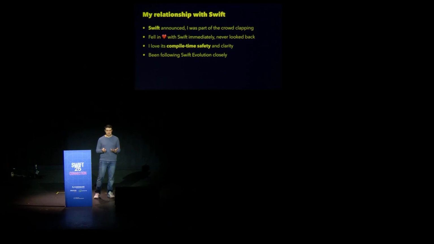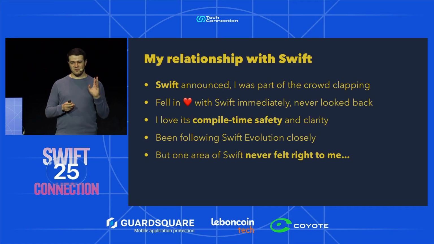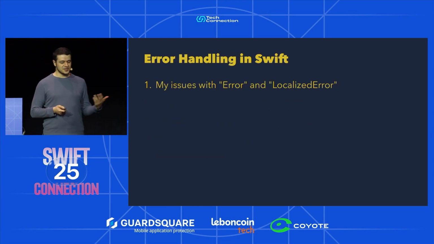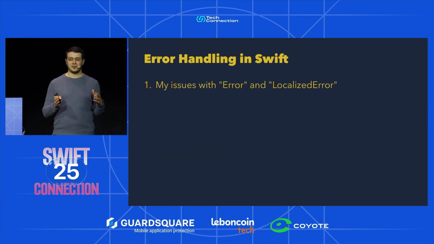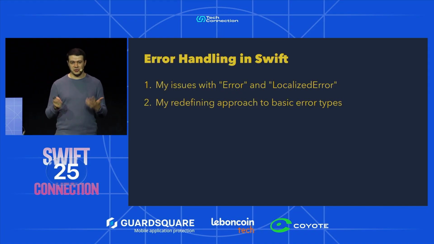And I've been also following the Swift evolution, like development and all the proposals there. But there has always been one area in Swift that I have always been struggling with, and that's error handling in Swift. So what I will talk about today is first my issues with the error and the localized error types in Swift. Then I will redefine basically and show you my approach, how I would do it.